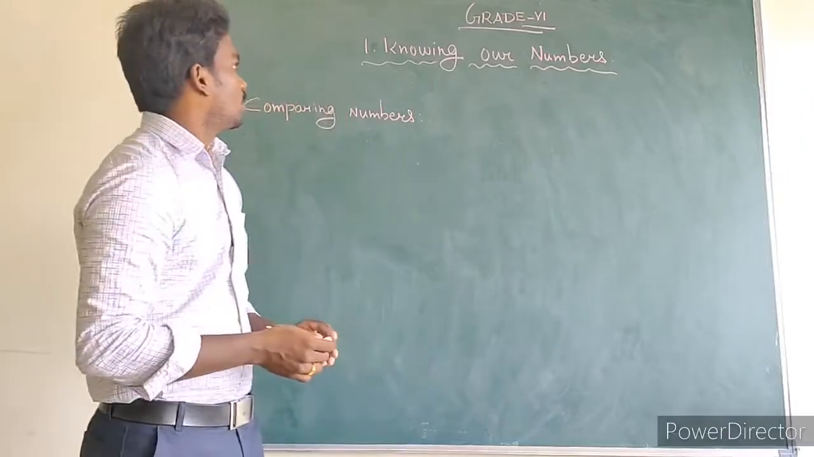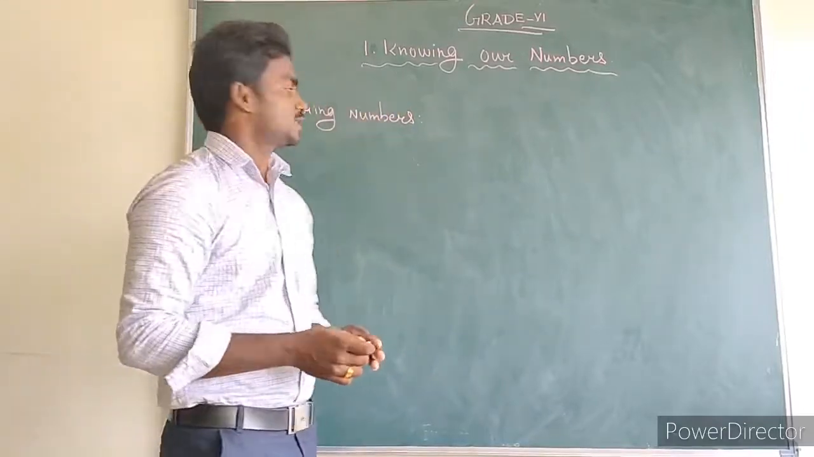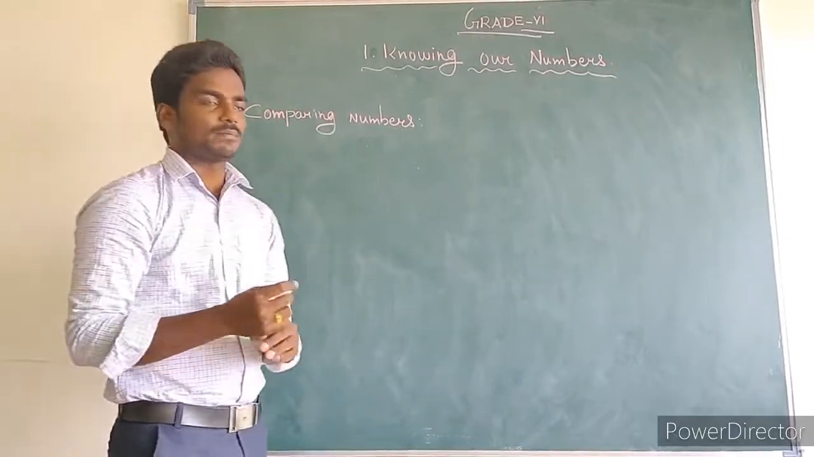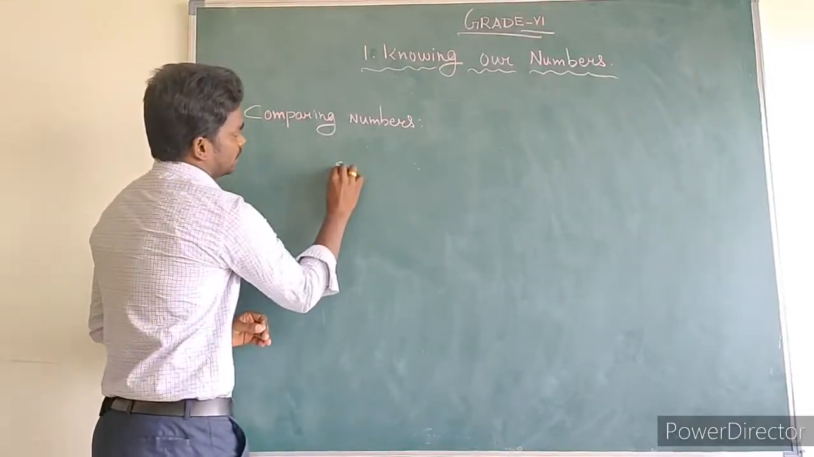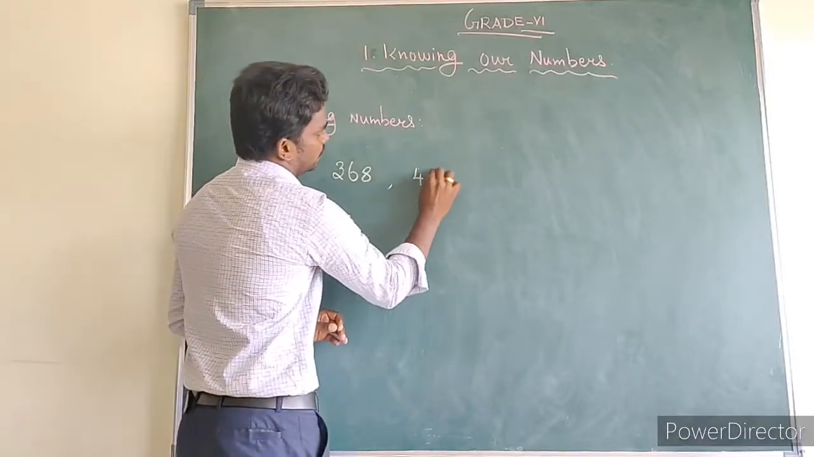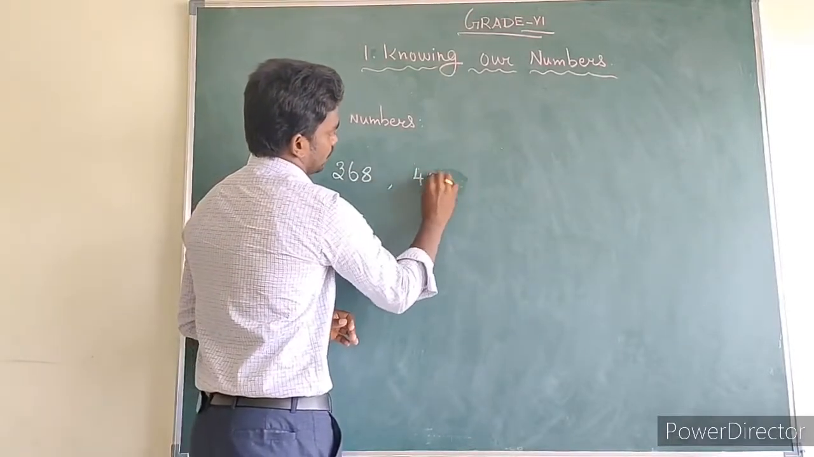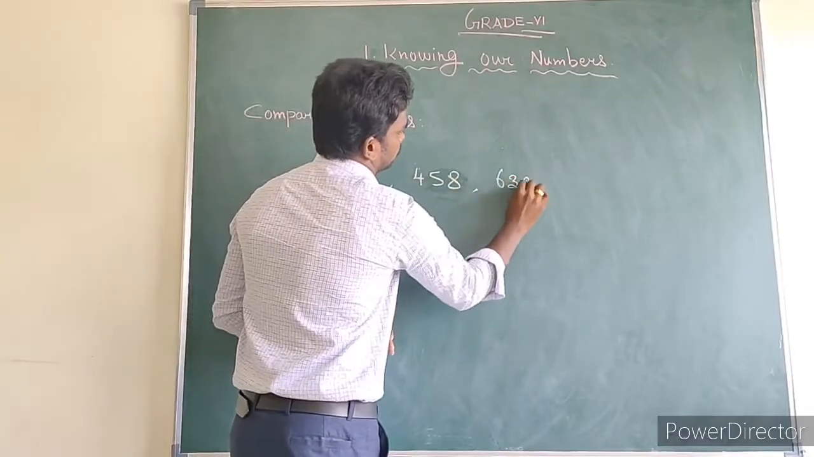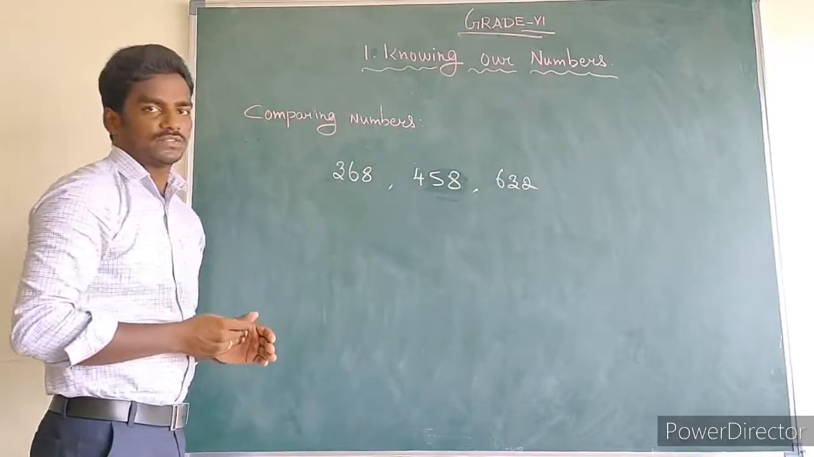Students, now let us see the topic, knowing about numbers. First topic: comparing numbers. We know how to compare numbers. Let us consider the numbers 368, 458, then 632. What is the number of digits for the first number?